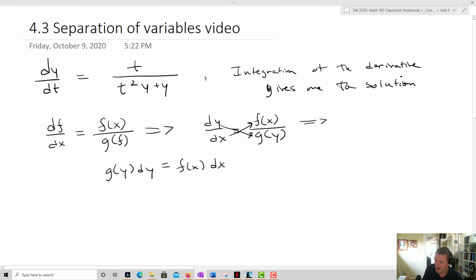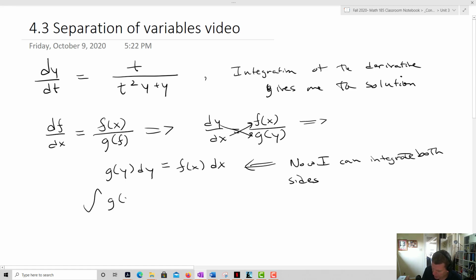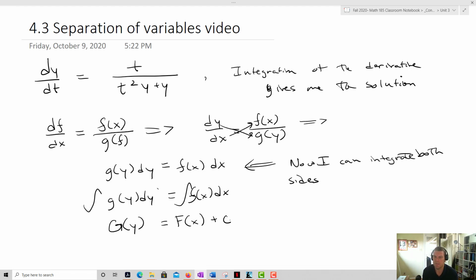What I now have is something where I can integrate both sides. And so I go in and I integrate. I get the integral of g of y dy equals the integral of f of x dx. And generally how we'll write it is a g of y, some function of y, is then going to equal big F of x plus a constant c. And that's the solution to our differential equation. And that's how separation of variables works.